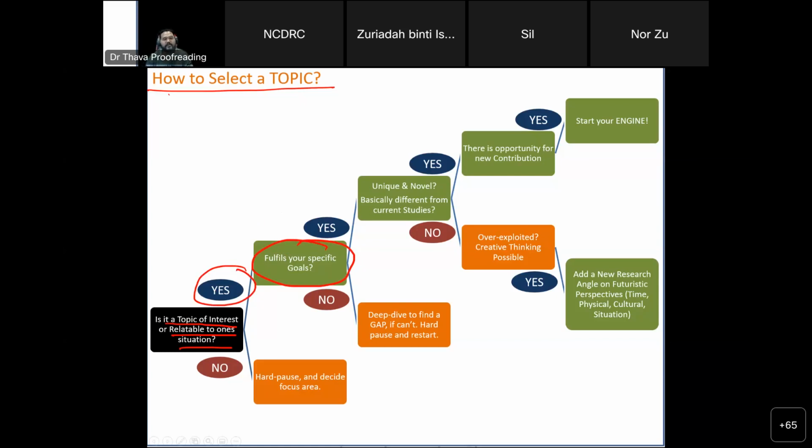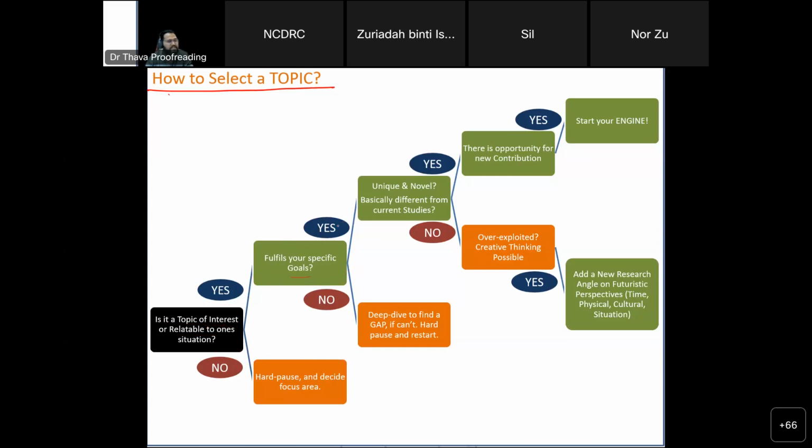Okay, does it meet your goals or not? If from this question you find you don't have a topic that is within your interest or relatable to your situation, then you need to put a hard pause and decide again what your focus area is. You need to redefine your focus. Okay, so if you're already here, the topic is fine, good to go.